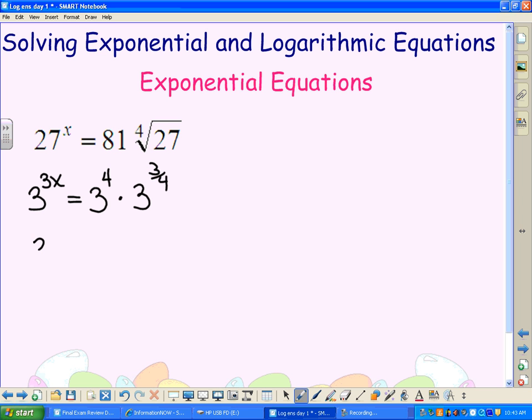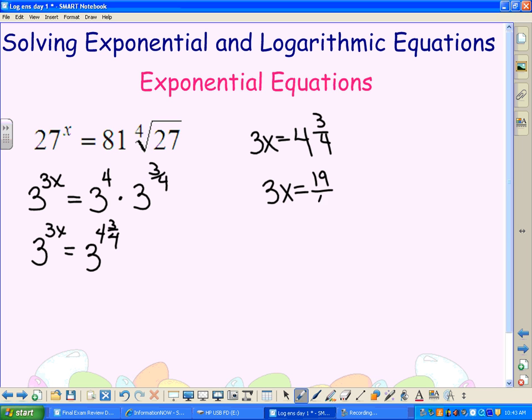So over on the right-hand side, what do you do with those exponents? You add them, so you get 4 and 3/4. And now the bases are the same, so how do you figure out what x is? You take 3x and you do what? Yep. 3x is equal to 4 and 3/4. So that's 19/4. Dividing by 3 is the same as multiplying by a third. So x would be 19/12. You remember how to do that?